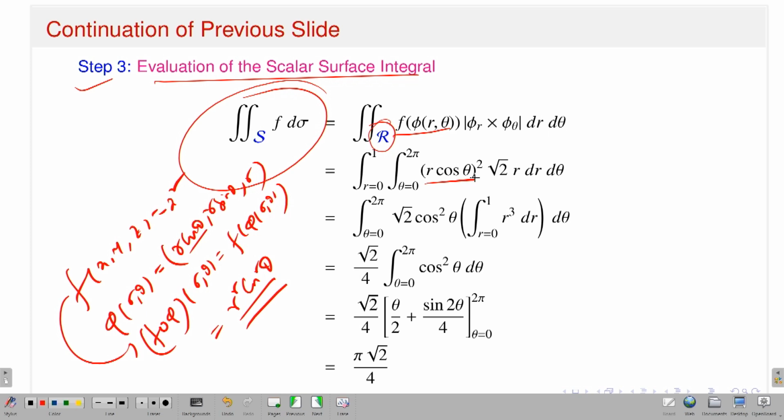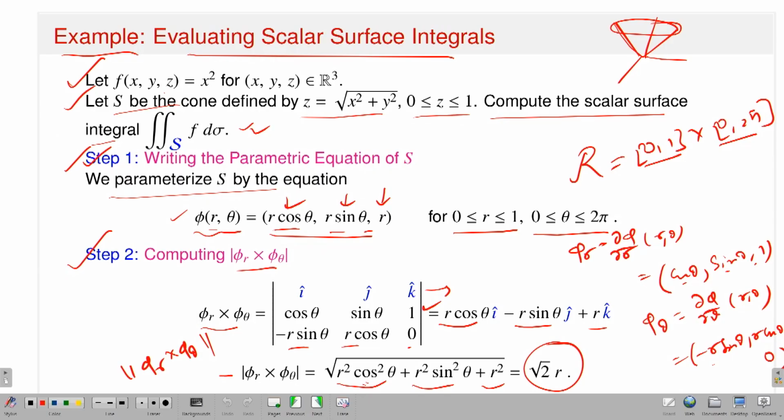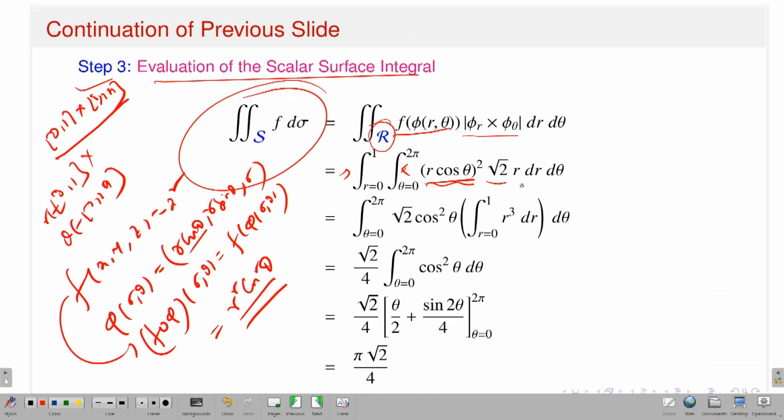And the r region I know is 0 to 1. This is the r variable, and this is the θ variable, 0 to 2π. So the region is [0,1] cross [0,2π]. Therefore r runs from 0 to 1 and θ runs from 0 to 2π. This is the corresponding f composed with φ at the point (r, θ). The norm of φ_r cross φ_θ I have already discussed. This is square root of 2 times r dr dθ.